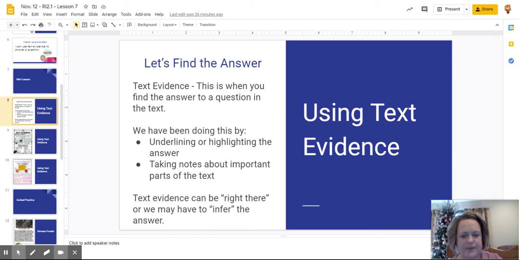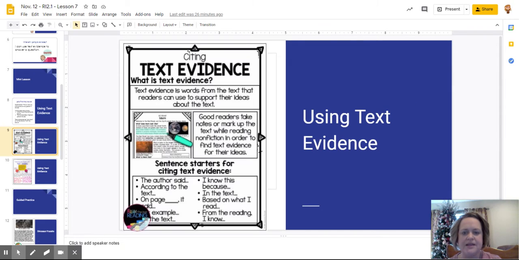But there may also be times when you have to infer the answer. And what that means is, based on the passage, you are inferring information that they're not specifically saying, but that you can find the evidence for. And I'm going to show you an example of that in just a little bit. All right, using text evidence.